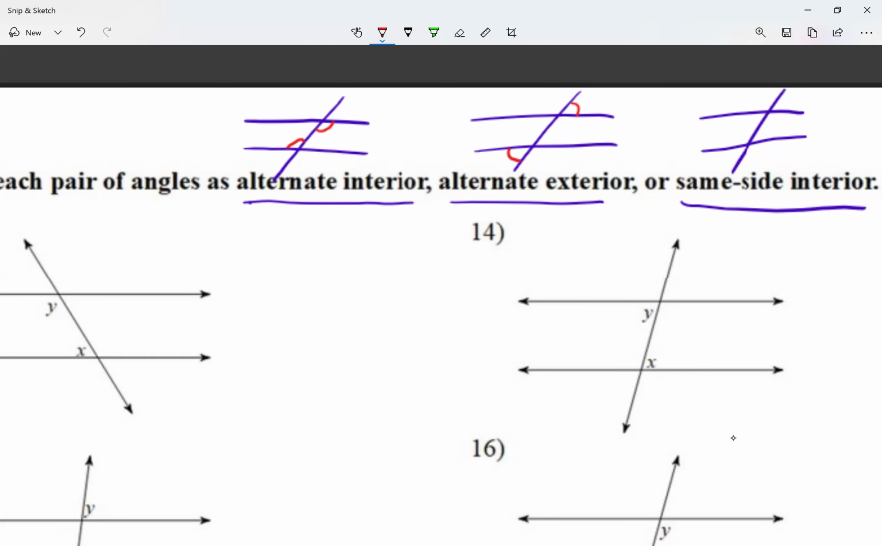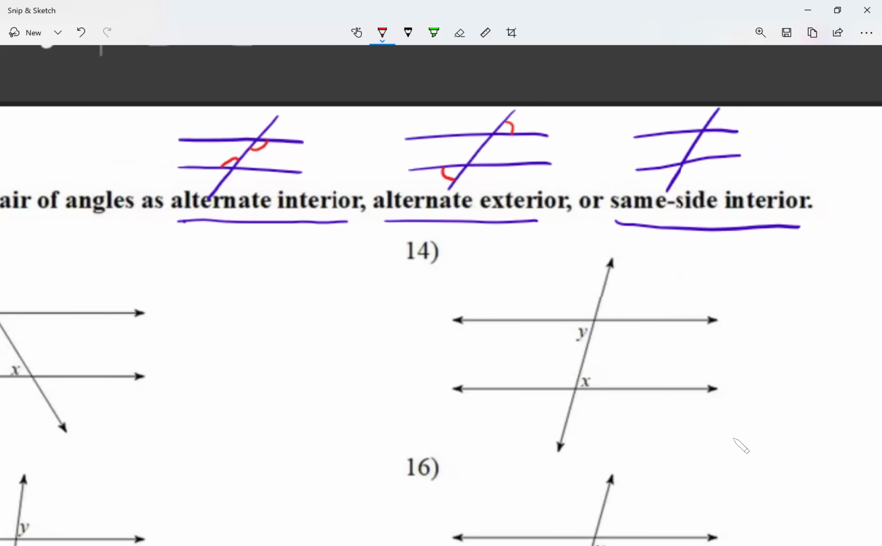Now, same side interior, the name kind of says it all. Same side. They're on the same side of the transversal. So they're both on the left side, or they're both on the right side, they're on the same side. Interior means in between the parallel lines. So I'm looking at this angle with this angle. Notice how they're on the same side of the transversal. They're both on the same side. And interior means they're in between the parallel lines.